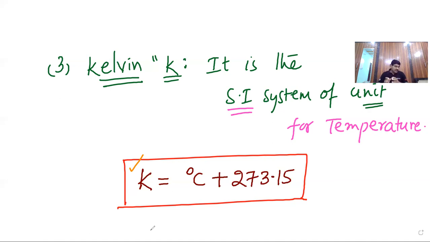Be careful that the Kelvin scale is very much used in thermodynamics concepts, the measurement of temperature. In the coming sessions, Boyle's law, Charles' law, etc., we deal with gases. In the gases, we frequently use the conversion of centigrade, that is the degree Celsius temperature, into Kelvin. This formula is very much useful.